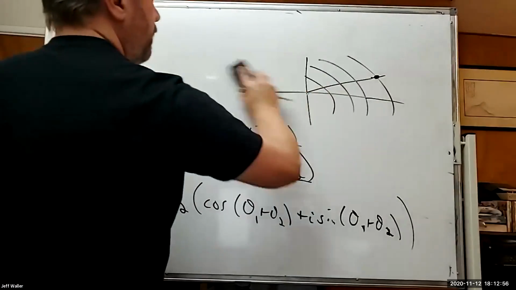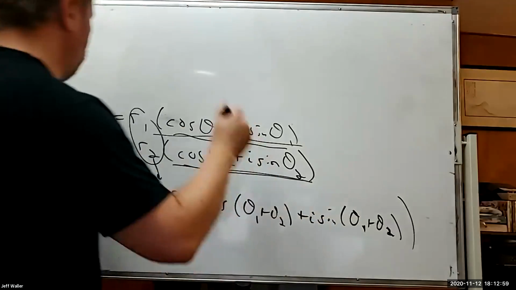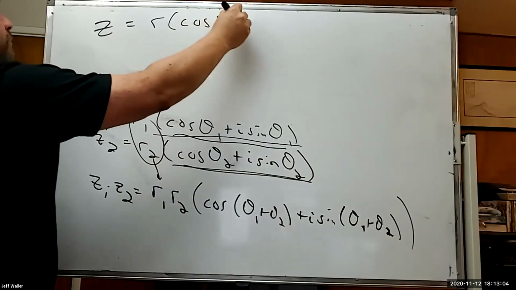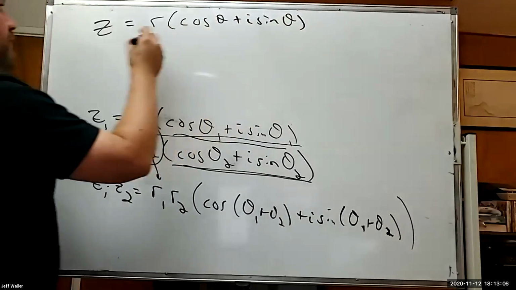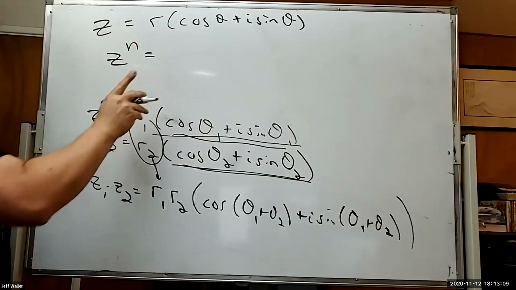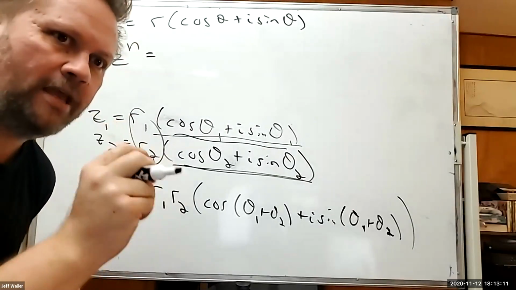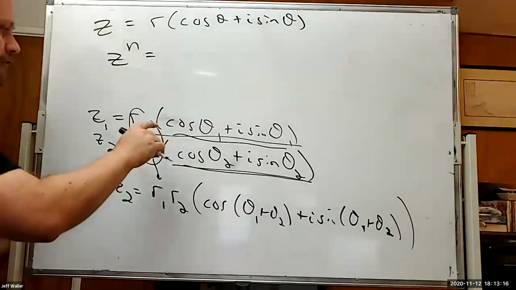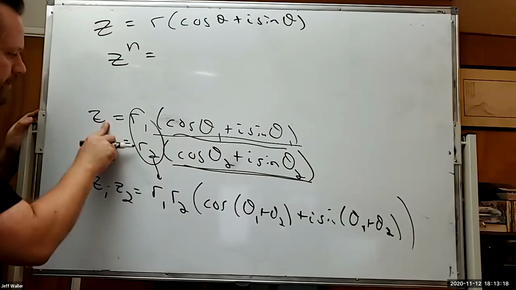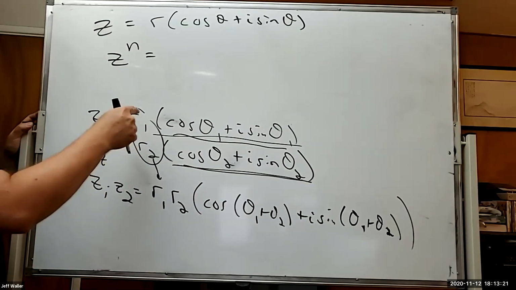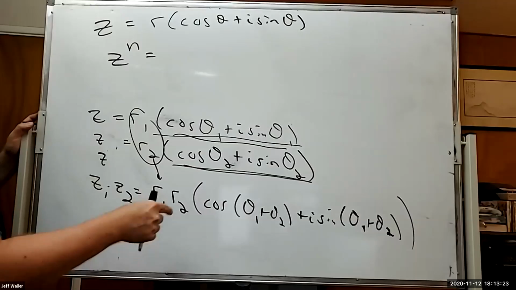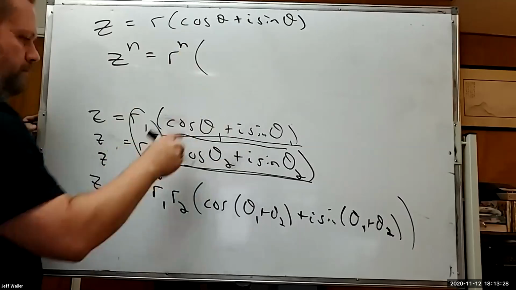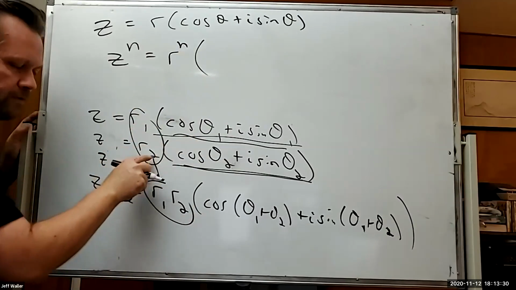Here's the cool thing. You ready? What if I had to do z? Let me say I have z. Z equals r cosine theta plus i sine theta, right? That's z. What if I had to do z to the nth power? Imagine me writing z n times. Wouldn't I have r times r times r times r, n times? So that would just become r to the n, just like this became r1 times r2.